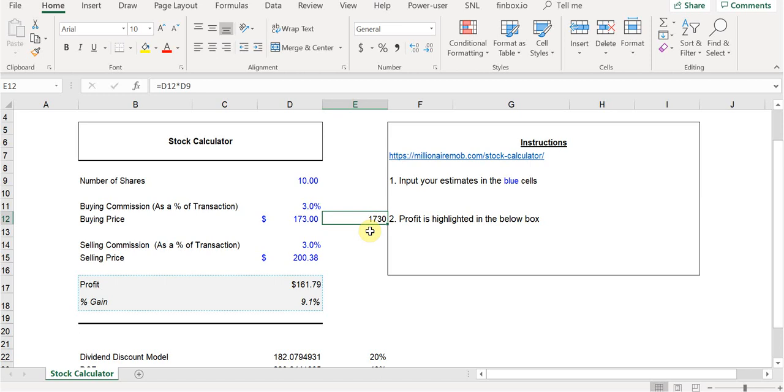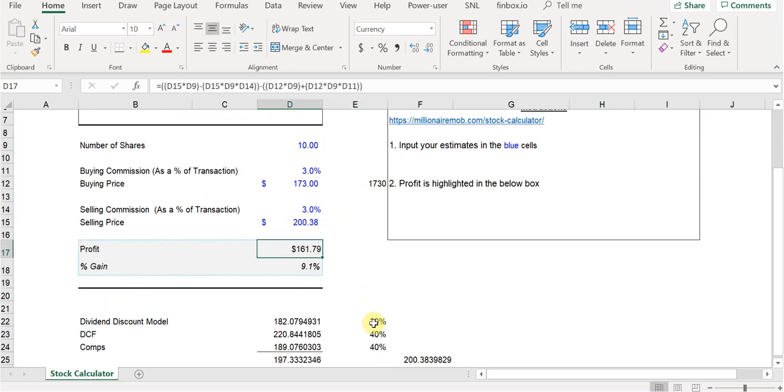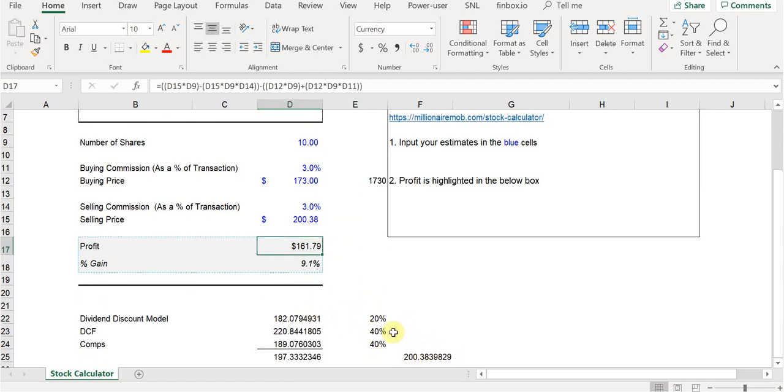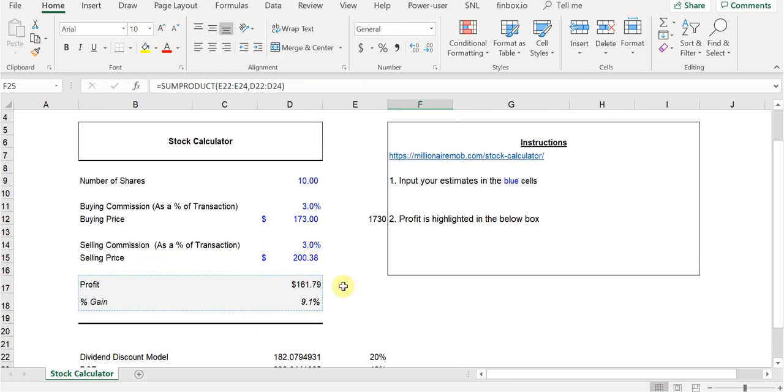1,700 bucks, not much. And based on the quick and dirty valuation of Apple stock, I think we're at, call it a $200 sort of valuation. We're talking about a 9% gain or $161 worth of profit, but that's assuming a 3% transaction cost.